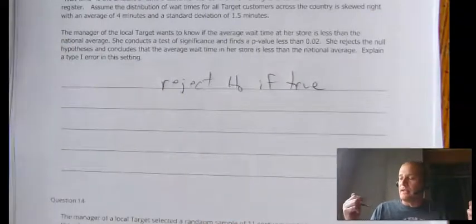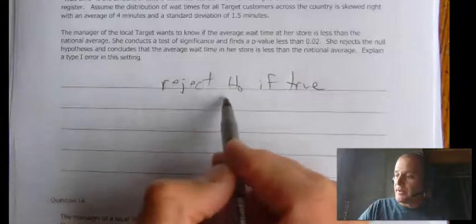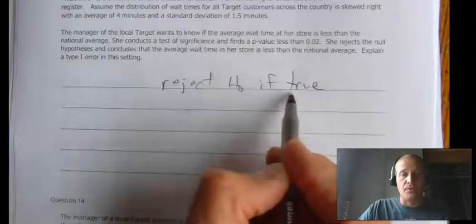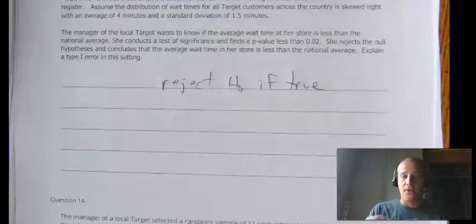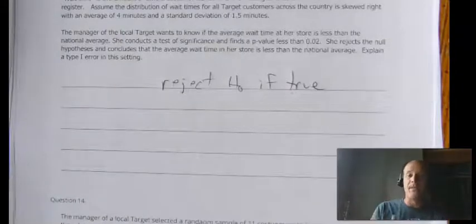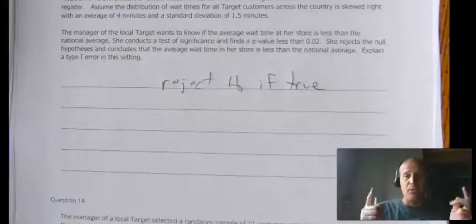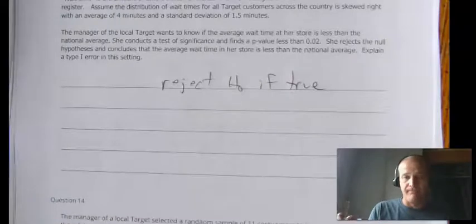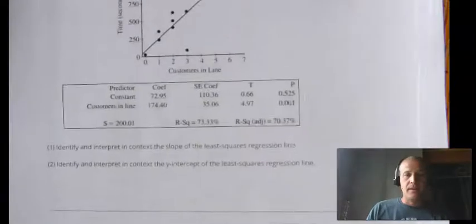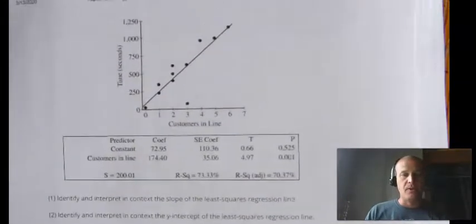And so the idea is the H naught is true. So it is true that our average shopping time, our average wait time, is the same as the national, but we think that it is different. So put it in context whenever we talk about those type 1 errors. All right, so finally we're getting to our two variable data.